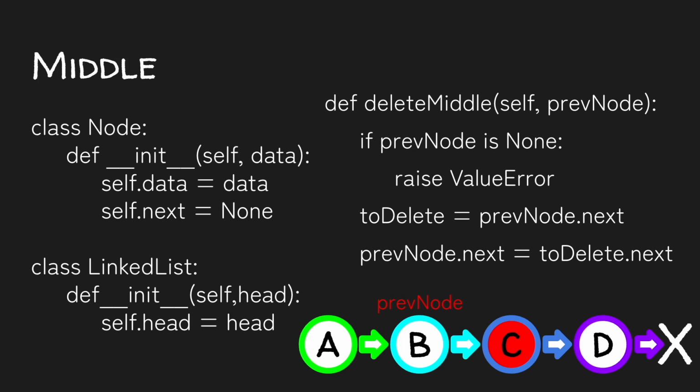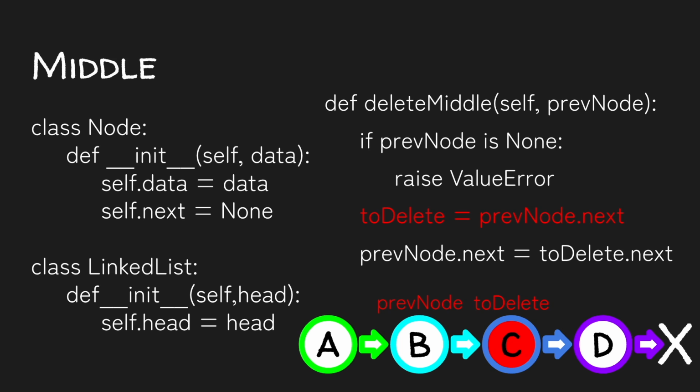To remove a middle node, we first check if the previous node is a valid node. If our previous node doesn't exist, meaning our previous node is none, then we raise a value error to indicate that our input was invalid and immediately return. If our previous node is valid, we then define a toDelete variable, which we set to the previous node's next element. In this case, our previous node B's next element is C, so C is our toDelete node.